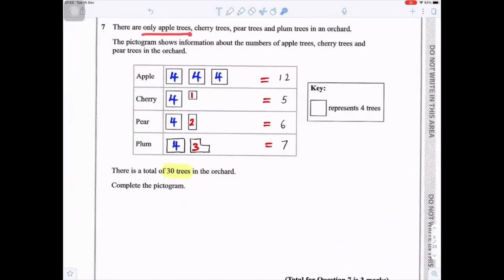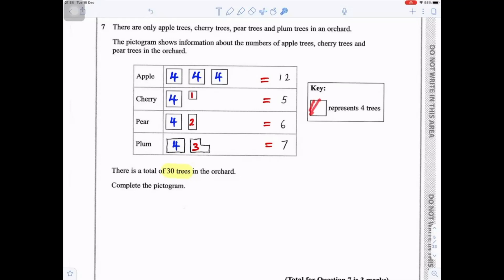There are only apple trees, cherry trees, pear trees, and plum trees in an orchard. The pictogram shows information about the number of apple trees, cherry trees, and pear trees in the orchard. There is a total of 30 trees in the orchard.